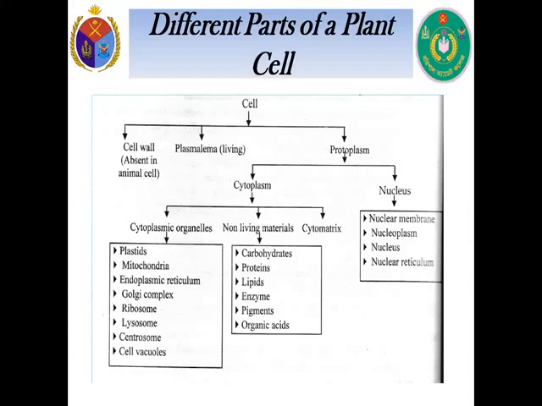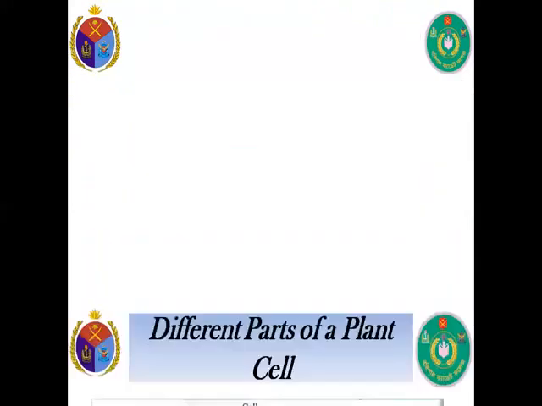Cytoplasm has three parts: cytoplasmic organelles, non-living materials, and cytomatrix. Cytoplasmic organelles are like plastid, mitochondria, endoplasmic reticulum, Golgi complex, ribosome, lysosome, centrosome, cell vacuole, and many more. Non-living materials are carbohydrates, protein, lipid, enzyme, pigments, organic acid, and cytomatrix is the liquid substance inside the protoplasm. And the nucleus has four parts: nuclear membrane, nucleoplasm, nucleolus, and nuclear reticulum or chromosome.